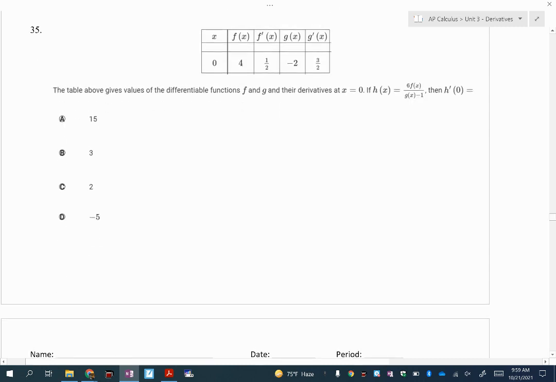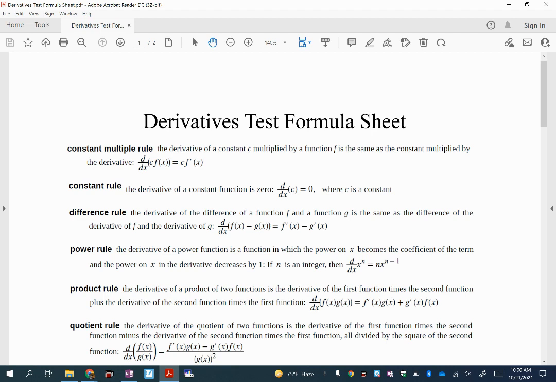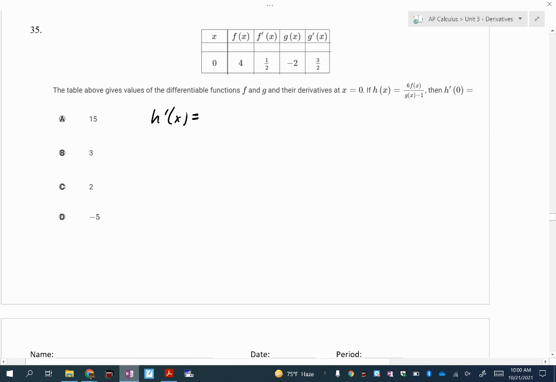Now 35 says we have the values for two differentiable functions f and g and their derivatives at x equals 0. It gives us h of x equals 6 times f of x divided by g of x minus 1, then find h prime of 0. So let's first find h prime of x using our quotient rule. I'm actually going to be using the constant multiple rule, the very first one up here, because I have a 6 in front of it. So I can just write 6 times the derivative of f of x. That's called the constant multiple rule.